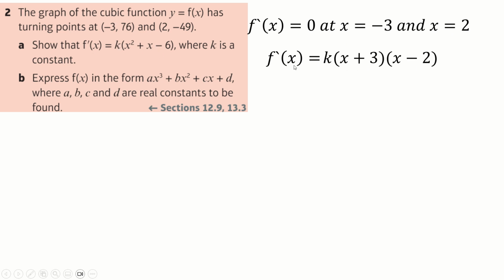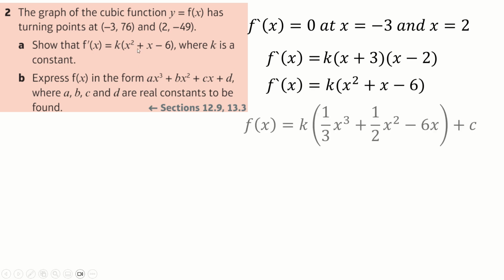Good. So that's that. And all we have to do here is integrate both sides, right, to find f of x. Well, I could expand it out to show this first. But yeah, integrate both sides. Of course, just integrate the inside of this to get this. Don't forget the plus c. And now, because we have f of x now, we can just put in these two pieces of information. When x is minus 3, f of x is 76, and this one as well.